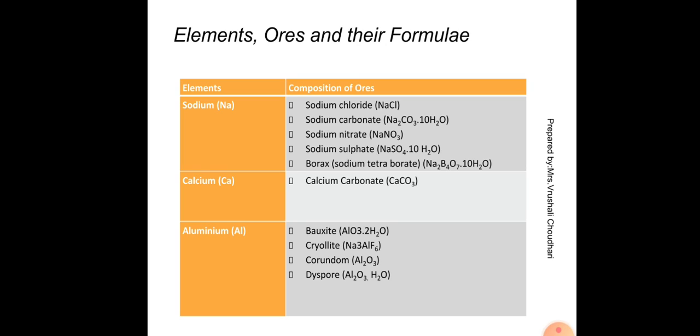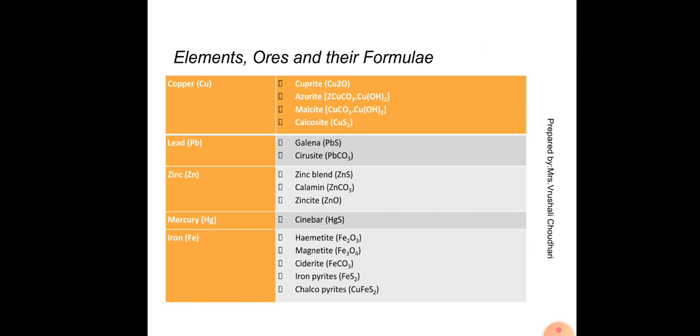If we want calcium, the ore is calcium carbonate. Aluminium is extracted from bauxite. The formula is Al2O3·2H2O. Cryolite, Na3AlF6. These are the ores from which we are extracting metals economically. Financially, it is a feasible one.